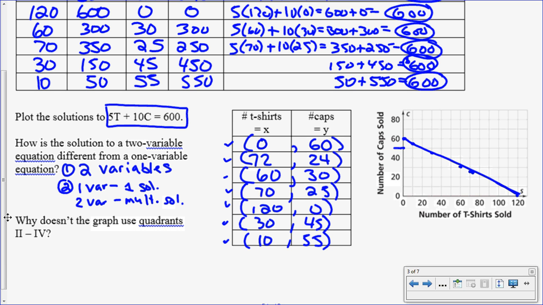Now again, it says here the question, why doesn't the graph use quadrants 2, 3, and 4? Because we're talking about number of t-shirts sold, right? You cannot have a negative t-shirt or cap, okay? So it just doesn't make sense to the situation. Profit can go negative, but the actual quantity of t-shirts can't. So it just doesn't make sense to our scenario.